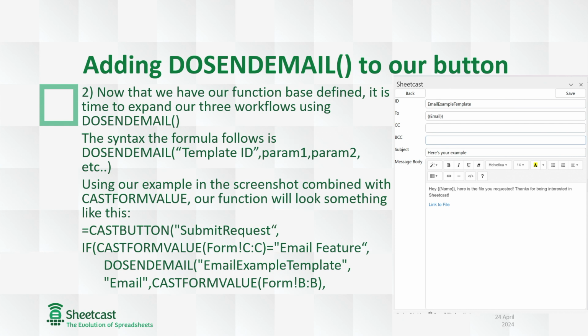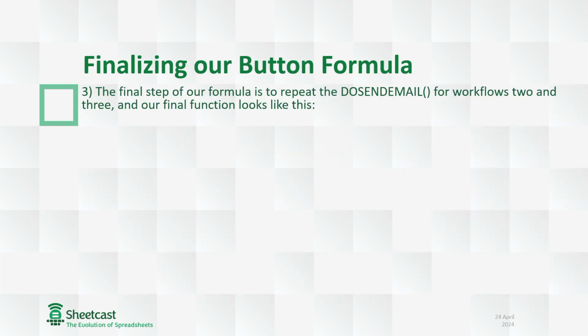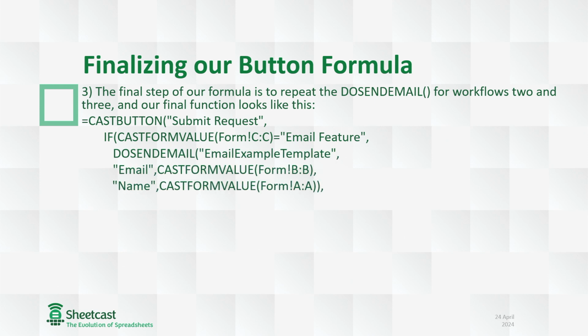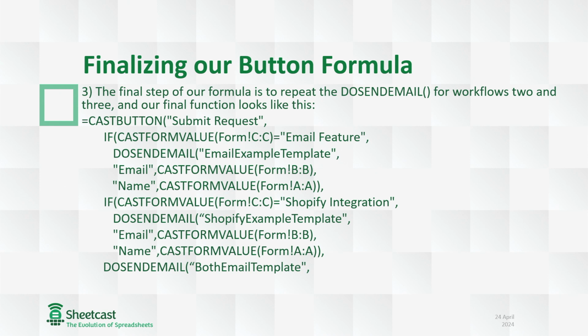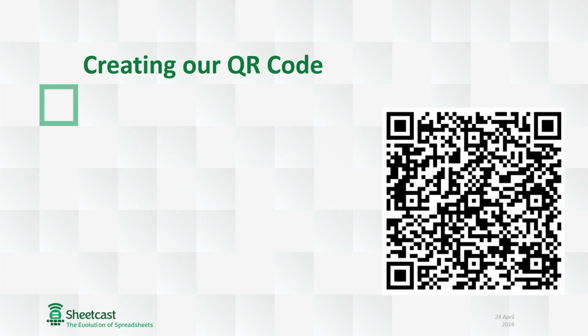So in this case, we have our email. And then we're going to use that same function that we used before, cast form value, to pull the email from that form and automatically declare it to that parameter so that our email template can consume it. The next field that we're going to do is name. So we've declared our name parameter. And we're going to say this is coming from our form A value, and we are good to go. So we can repeat those same values in our other declarative statements, such as the Shopify integration, and then our final case, which is they chose both, and is just repetitive there.